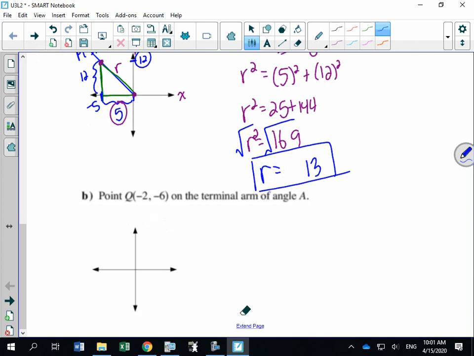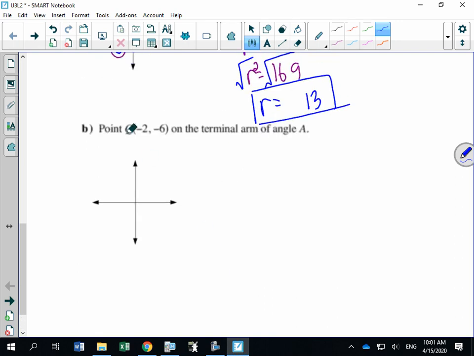Let's do class example B. So I want everybody to pause this video and see if you can plot x comma y. Draw yourself a terminal arm going through that point and draw yourself a triangle. Label your triangle. So pause the video, do that. Okay, x is -2. Y is -6. That point would be right here. Point Q is at -2, -6.